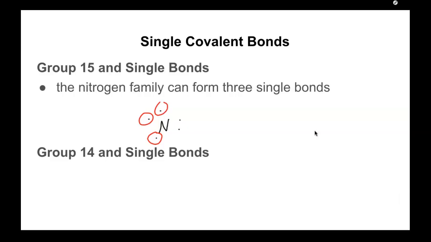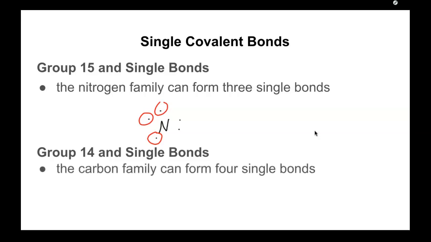And then we also have to move on to group 14. Group 14 is the carbon family. It's going to have 4 dots around it. Because they are unpaired, they don't have a partner, we can form 4 single covalent bonds. 4 bonds where we share our electron with another atom, who also is going to share 1 electron with us. Single covalent bonds.